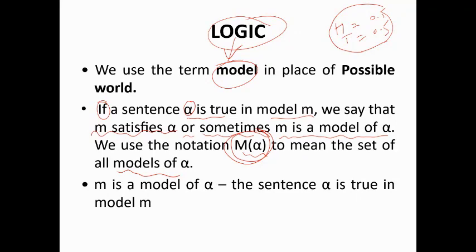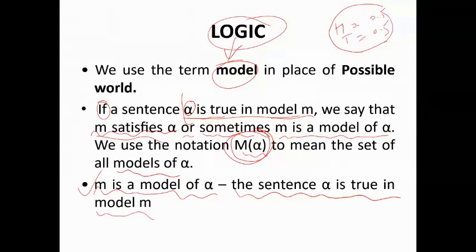Okay, let's go to the next point. M is a model of alpha. This means the sentence alpha is true in model M. This is the same thing as we discussed here. So if M is a model of alpha, then we can say the sentence alpha is true, because if a sentence alpha is true in the model M, then we can say the sentence alpha is true in model M. The same thing actually. So this is the logical representation.